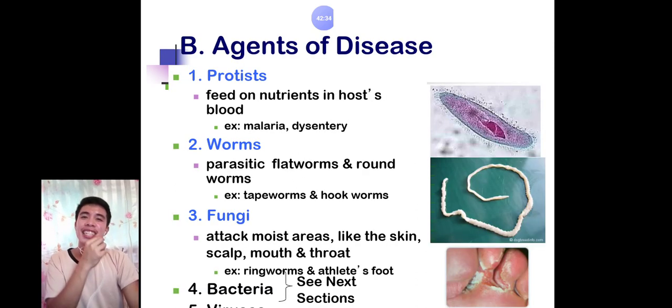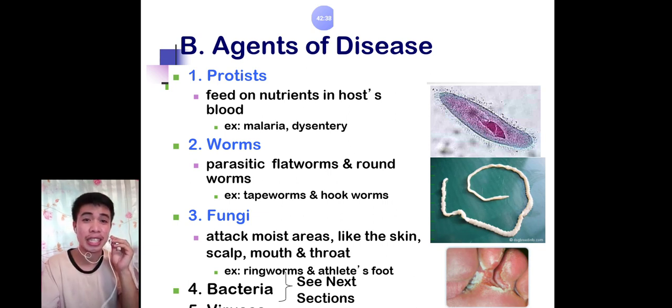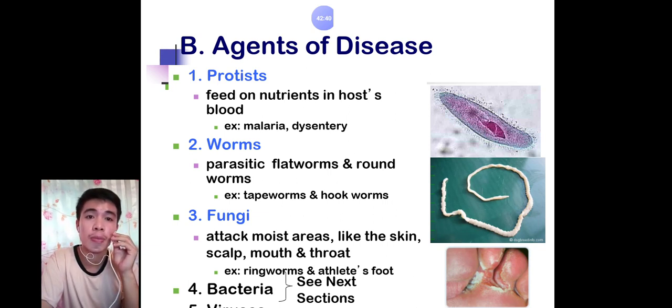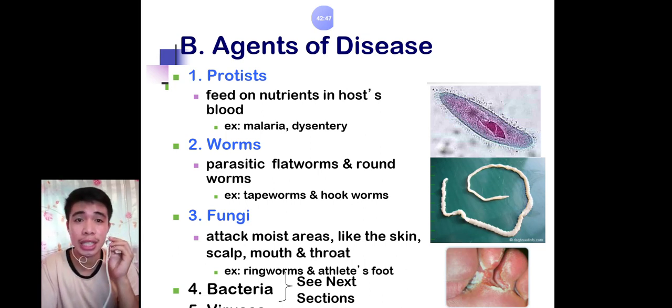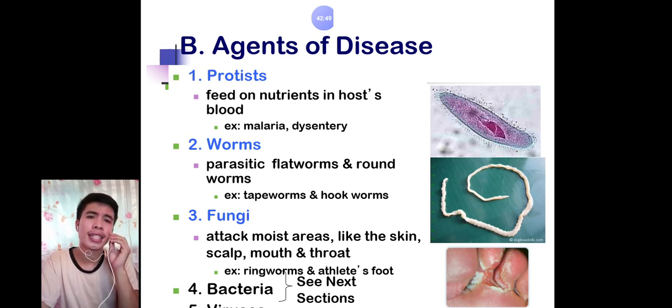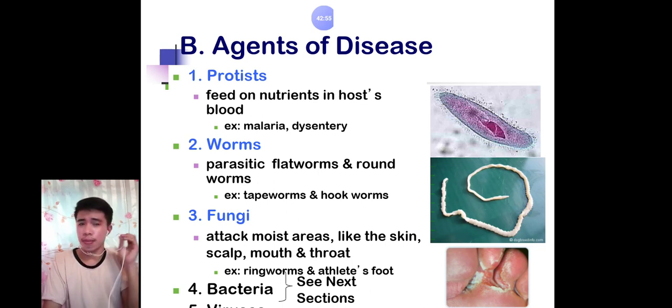Okay. The letter B, the agents of diseases. What is the protist? Protist feeds on the nutrients in the host's blood. Example, malaria and dysentery. Those are the protists. Then worms: parasitic flatworms, roundworms, like for example tapeworms and hookworms. Those are the agents of diseases.